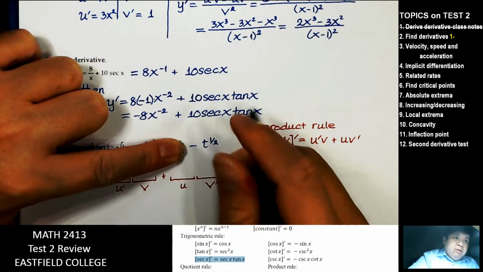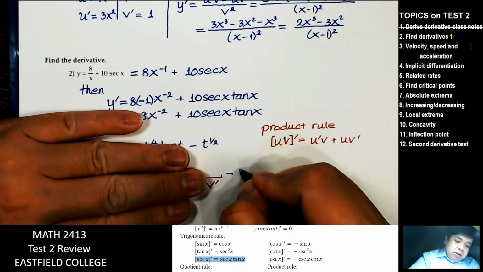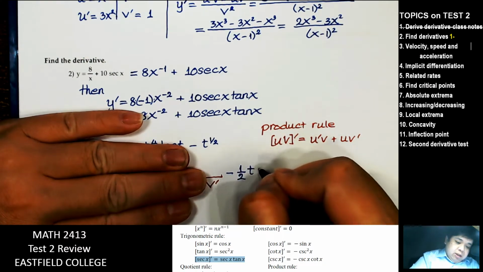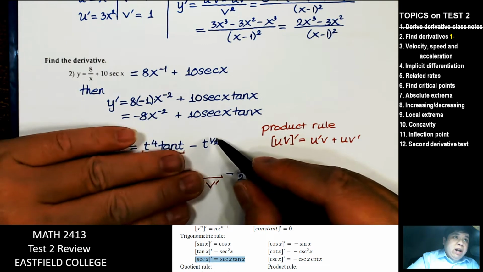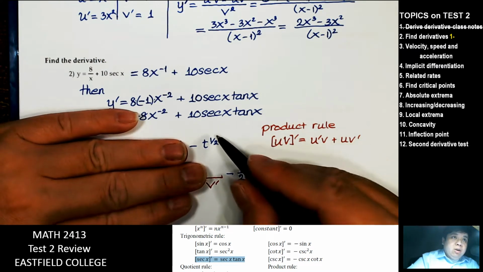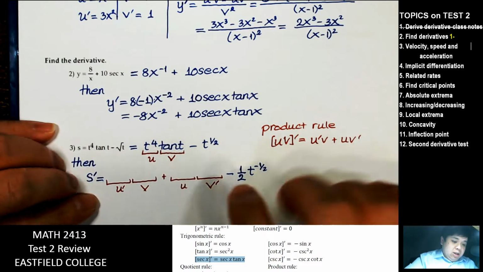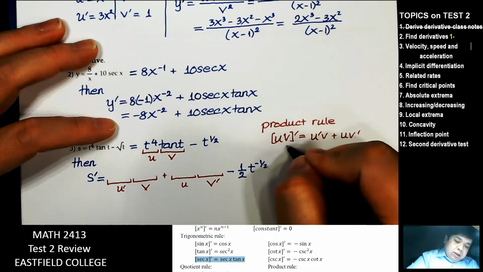This derivative by itself would be just 1/2 t to the negative 1/2. So take down the 1/2, and the original power of 1/2 minus 1 is minus 1/2. And then all of this is the product rule. Right?